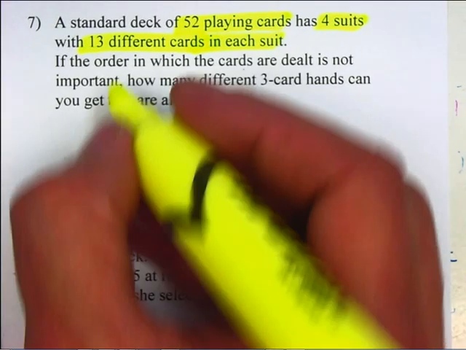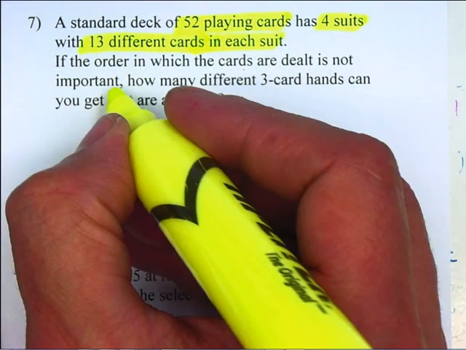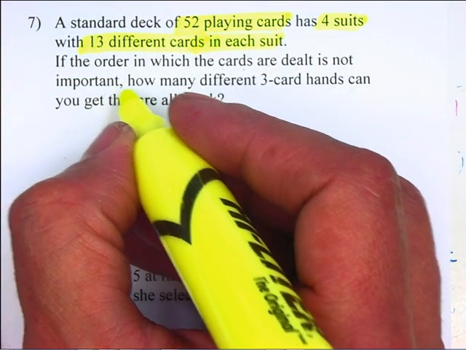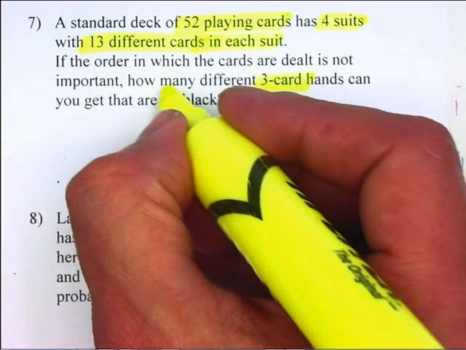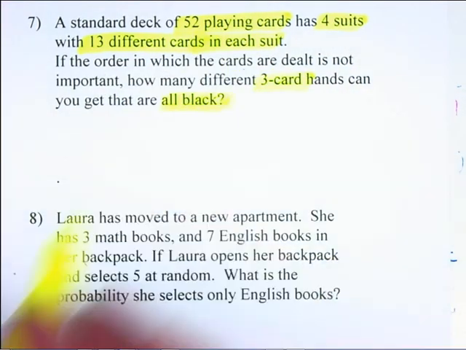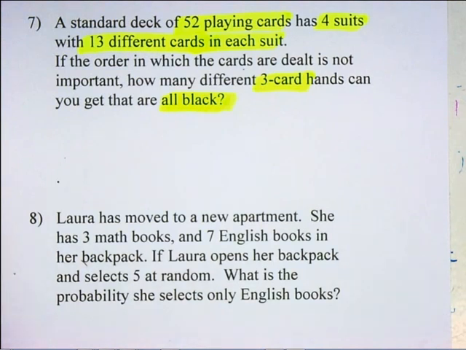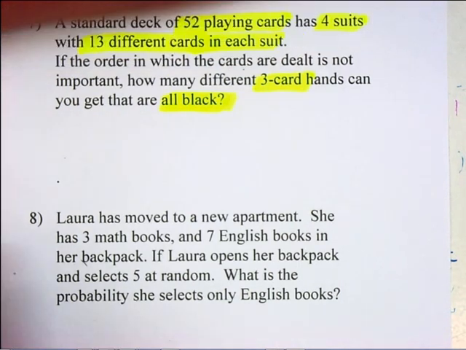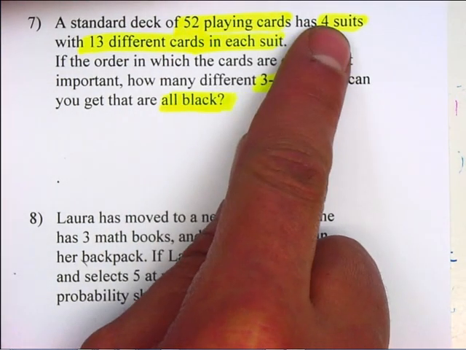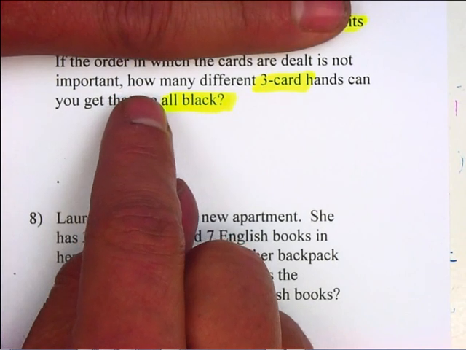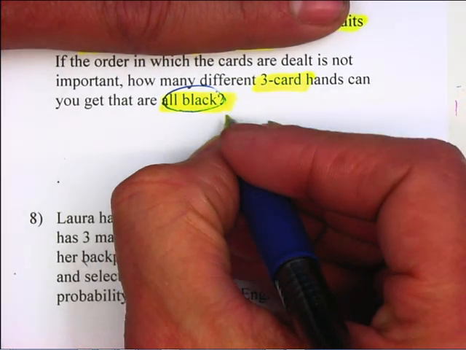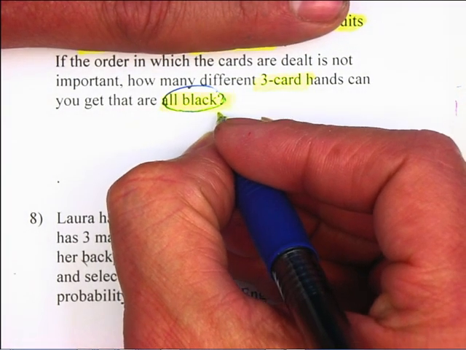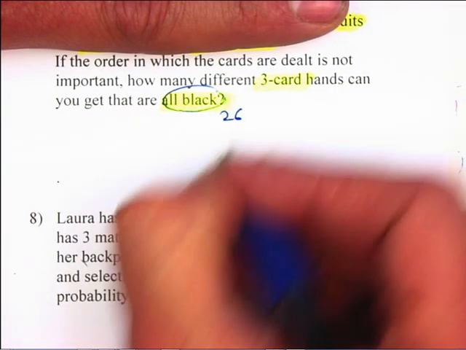Now this is the question. If the order in which the cards are dealt is not important, which usually isn't, how many different 3-card hands can you get that are all black? Now remember that you are only concentrating on the ones that you are looking for. The fact that you have 52 cards or that you have 4 suits or 13 does not matter. How many black ones do you have total? Anybody knows? So we have a total of 26.